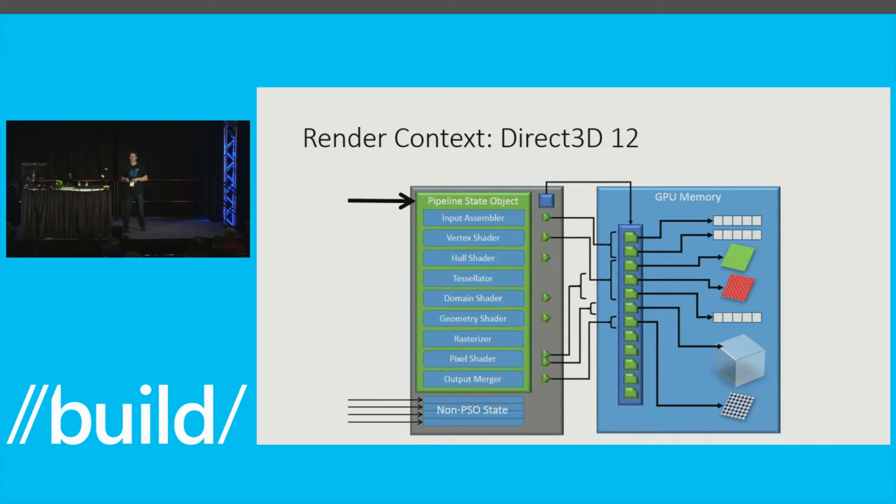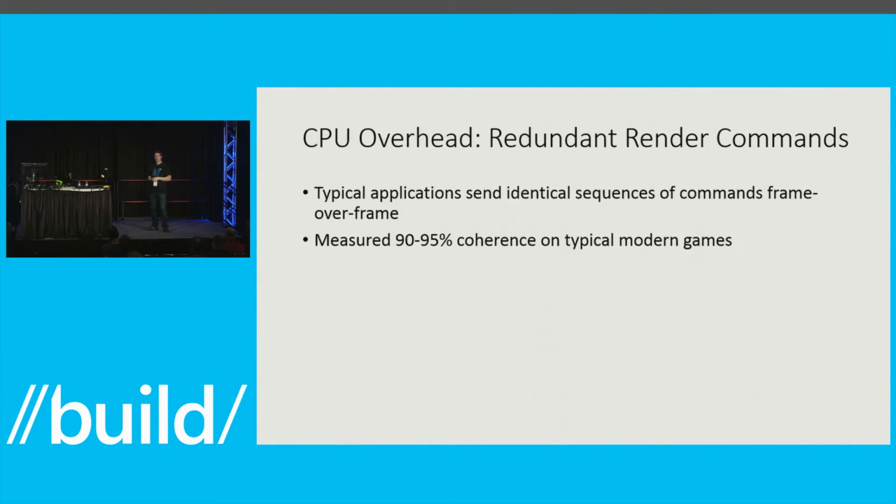So we're almost done with the CPU efficiency side. We'll get to parallelism in a second, but there's one last detail to go over. I mentioned applications issue the same commands from one frame to the next. And so not only is it about the bind points, but it's about the commands themselves. So we used the longest common subsequence algorithm, modified it to track GPU commands. And what we found is typical applications have 90 to 95% coherent set of rendering commands from one frame to the next.